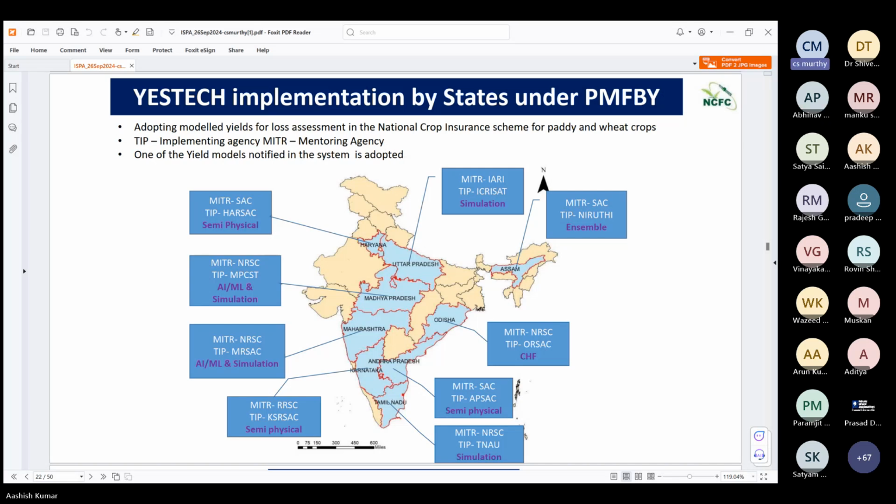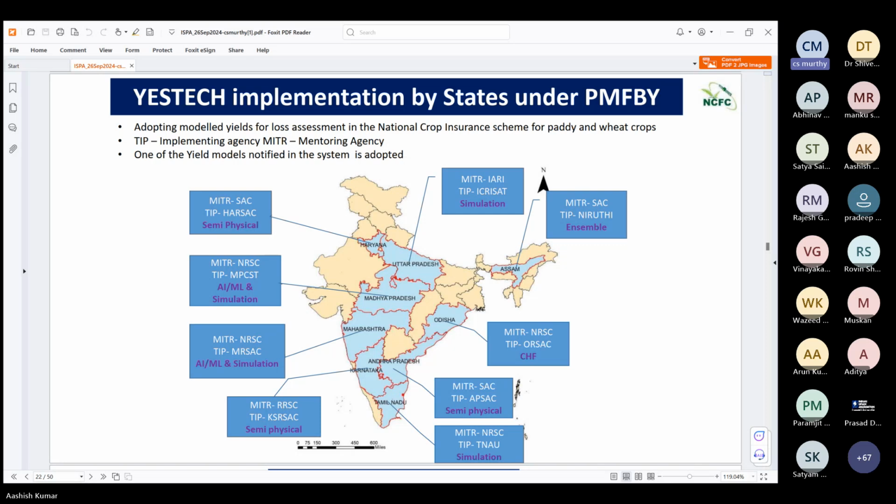We have created an institutional mechanism because we are seeing S-Tech as a long-term or sustaining technology intervention. It is not a short-term program. So we have created a structure. There is a technology implementation partner. These partners come from both government and private sector. We have empaneled private sector agencies to act as implementation partners.